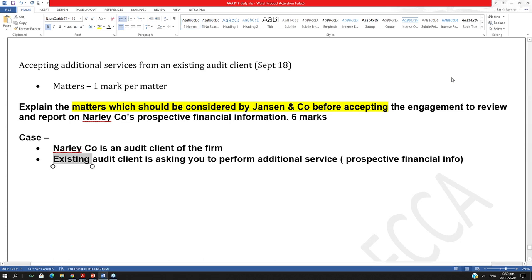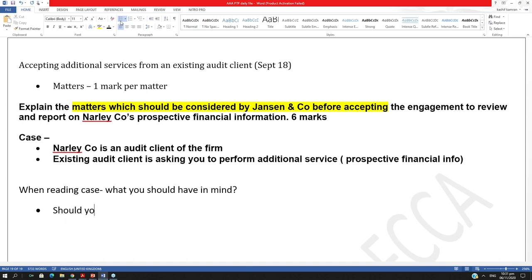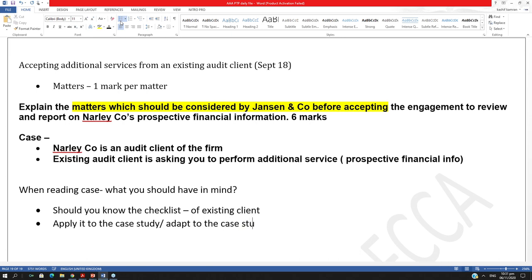Now, when you read the case, what should you have in mind? Tell me. When you're reading the case as a student, what should you have in mind? Should you have in mind the checklist you studied at the beginning of the class? Should you know the checklist of an existing client? And if you know the checklist of an existing client, can you apply it to the case study? Can you adapt it to the case study? Right? So what's the checklist?